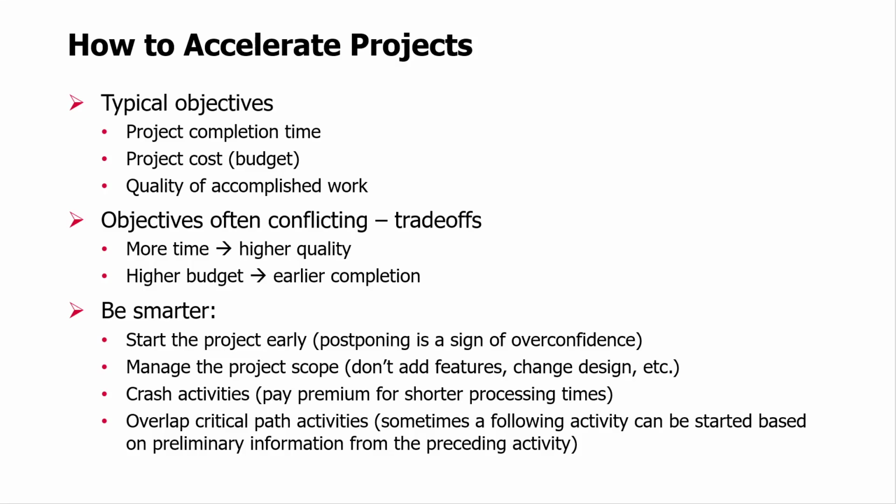Objectives are obviously conflicting, so there are trade-offs. If you take more time, maybe you can increase quality. If you increase the budget, you might actually also reduce the project completion time by paying, for example, someone to work overtime to speed up something that is critical for speeding up the project.